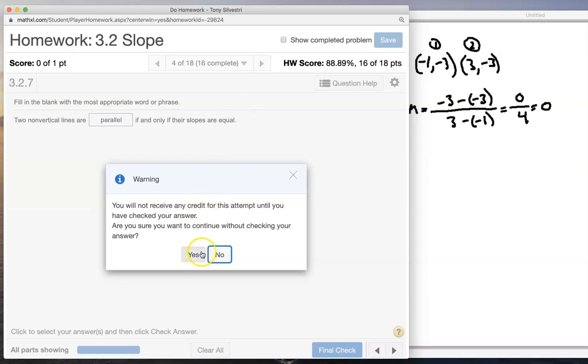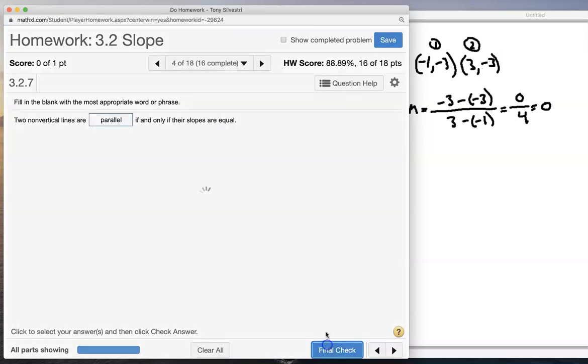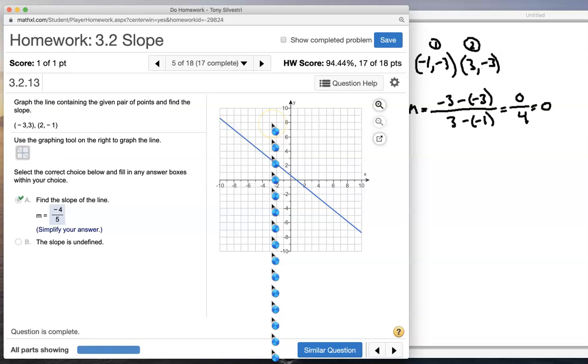Final check. Now the next question. We started with that. We did the slopes. Now you're going to do the slopes. You're going to do homework 3.2 and get 100 and make us all proud. Okay, we'll see you at 3.3.